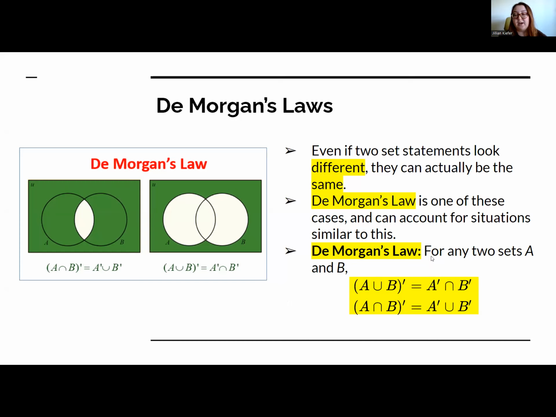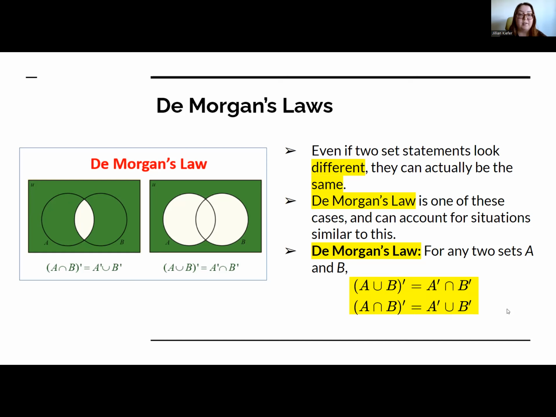So we say De Morgan's Law for any two sets, A and B, if you have (A union B) complement, that's the same thing as saying A complement intersect B complement. So we see here we kind of distributed the complement, and when the complement went through, the operation switched. It changed from union to intersection. And the same thing happens in the opposite direction. (A intersect B) complement is the same thing as A complement union B complement. So the complement applies to both sets and flips the operation. And these things are the same.